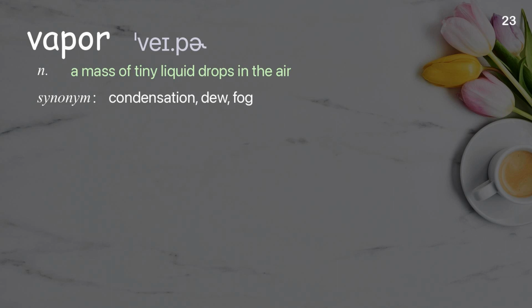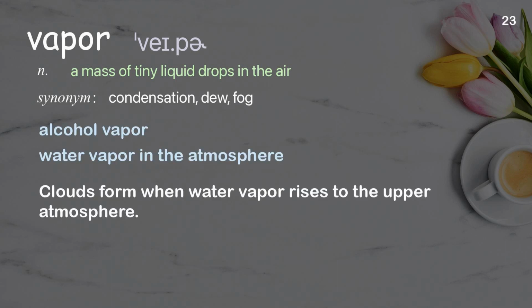Vapor. A mass of tiny liquid drops in the air. Examples: Alcohol vapor. Water vapor in the atmosphere. Clouds form when water vapor rises to the upper atmosphere.